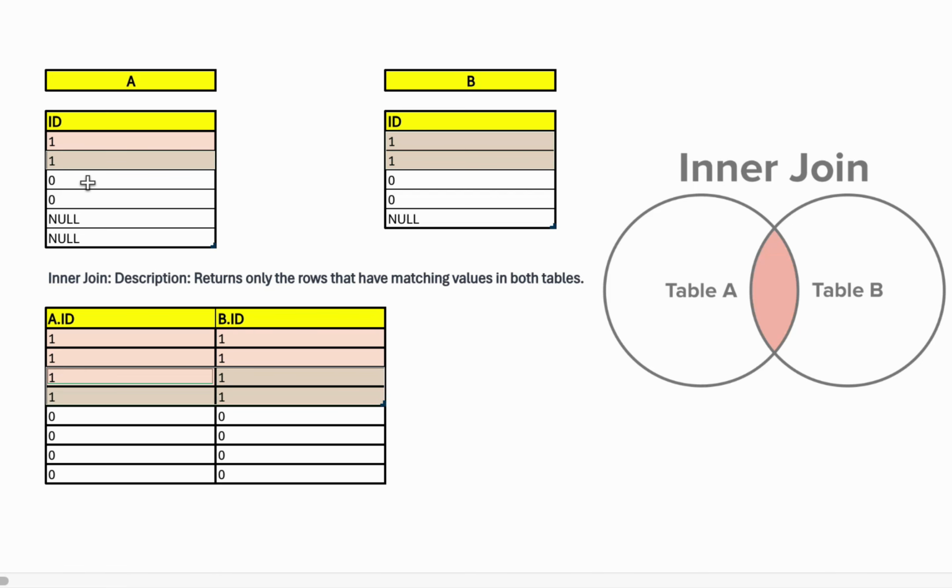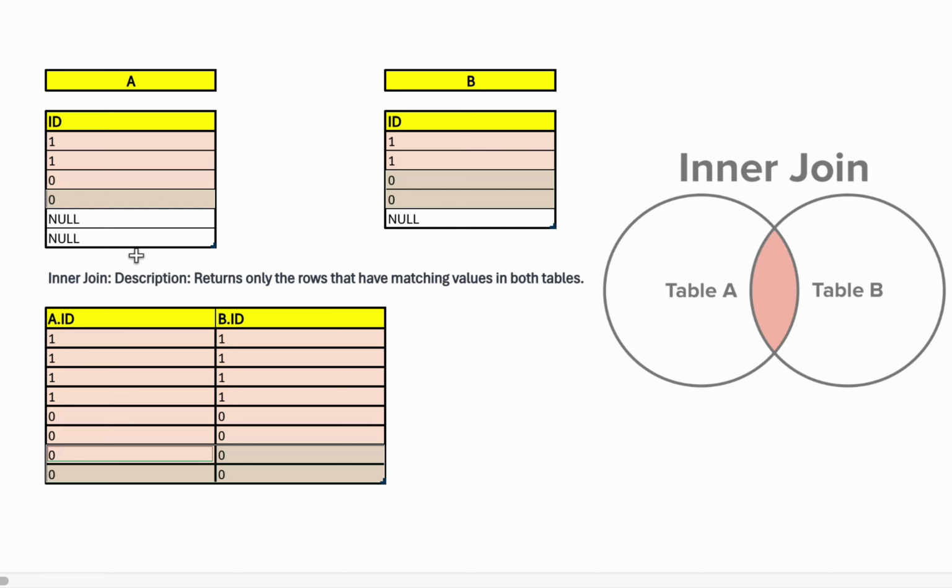Similarly, if we look at the next row in table A, we have 0 and we have two matches of this 0 in table B. So we again have two more records for this 0 in the final output. Similarly, for this 0, we have again two more matches in table B. So in the final output we have two more rows for 0.